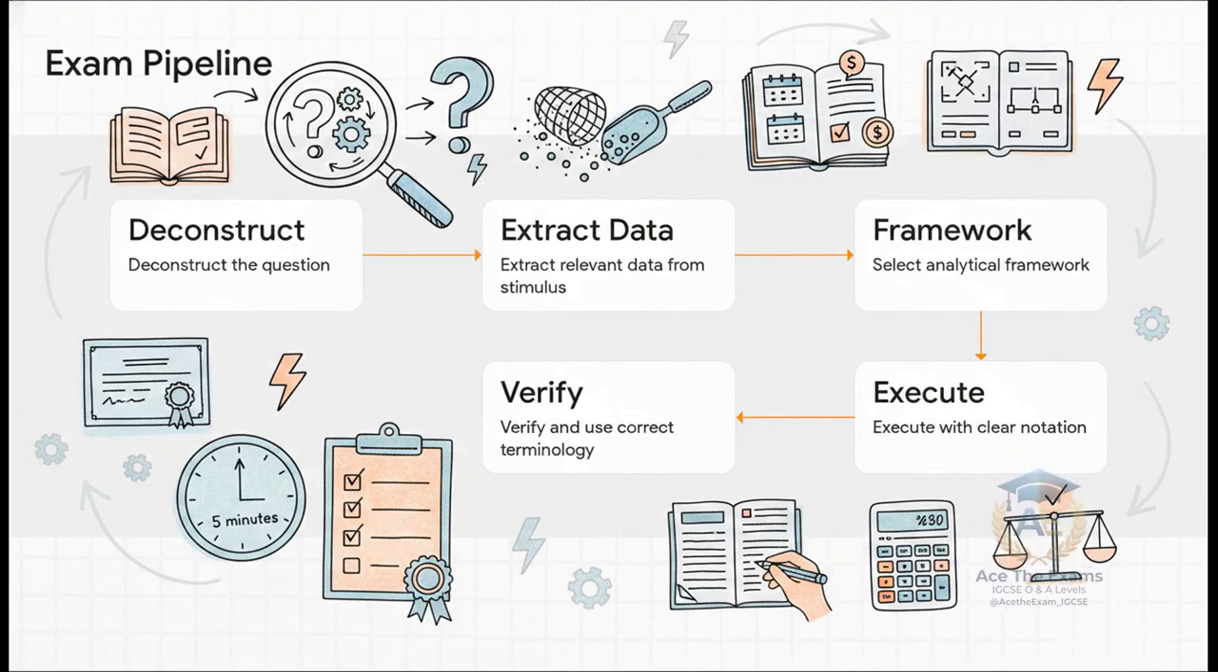Pillar 1 is the 3-step question scan. First, you deconstruct the question by circling the command word. Second, you extract data, combing through the stimulus for hidden constraints like dates or returns. Third, you select the framework, deciding exactly which journals you need before writing a single number.